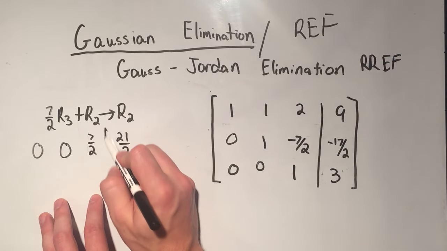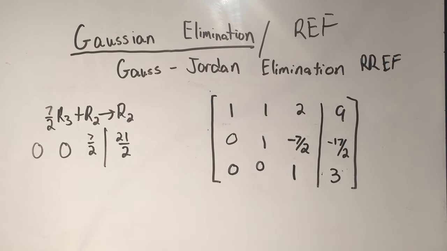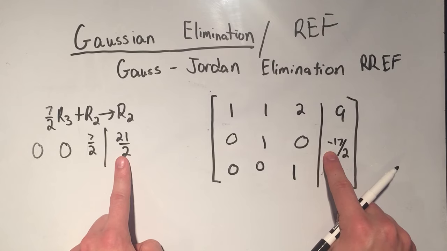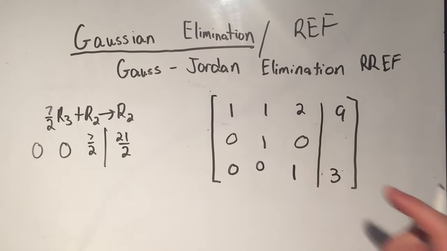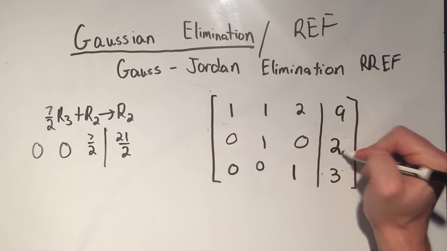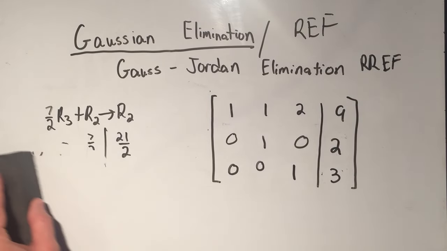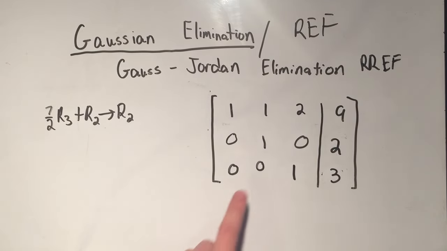And now I add this to my second row. 0 plus 0 is 0, 0 plus 1 is 1, 7/2 minus 7/2 is 0, as desired. And then 21 over 2 minus 17 over 2, that's 4 over 2, and we found that to be 2. And would you look at that, I can already read that y equals 2, just like we found using Gaussian elimination.